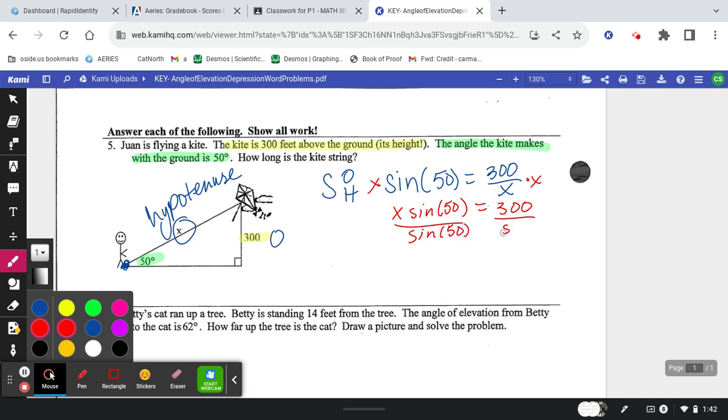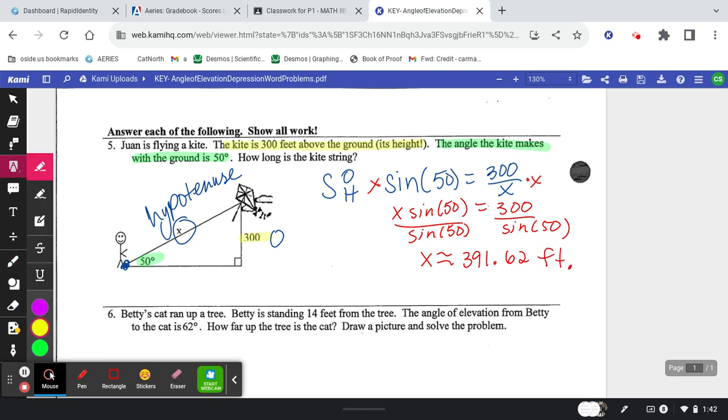dividing both sides by the sine of 50. So into your calculator right now, please go 300 divided by the sine of 50. I'm typing it in mine. And I get 391.62 feet.